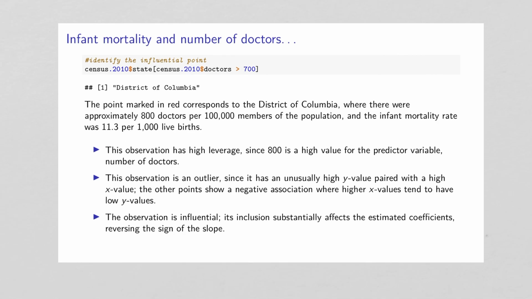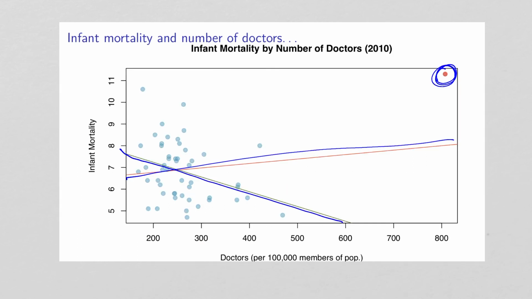Okay, so to identify the influential point, it corresponds to the District of Columbia, where there are approximately 800 doctors per 100,000 members of the population, but the mortality rate is still really high. This observation has high leverage, since 800 is a high value for the predictor. The observation is an outlier, since it's an unusually high y value paired with a high x value. It's influential because its inclusion substantially affects the estimated coefficients, reversing the sign of the slope. It went from a negative to a positive.